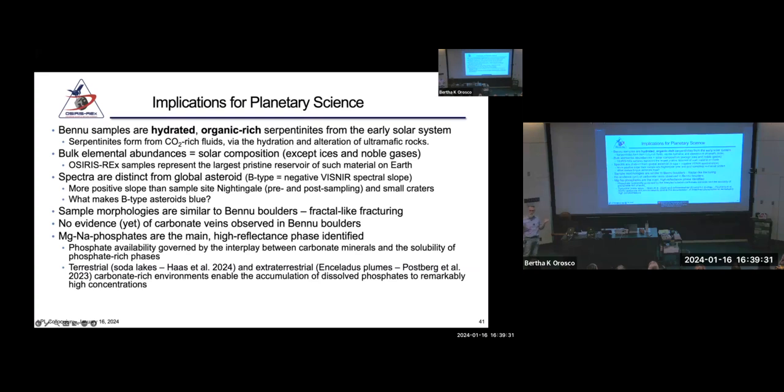Serpentinite is what you call a rock that's dominated by serpentine. And on Earth, they form from CO2-rich fluids, hydration and alteration of ultramafic rocks. That's what we think probably happened here. The ultramafic rock, we're still trying to understand by looking at those small remnant anhydrous minerals.